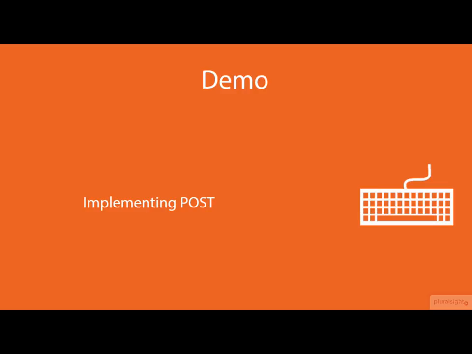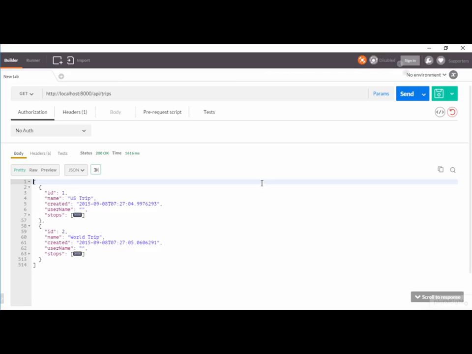Now let's implement post in our new trip controller. The first thing I like to do is go ahead and set up the request so I have a sense of what is going to be required of my new method. So let's change this to a post.